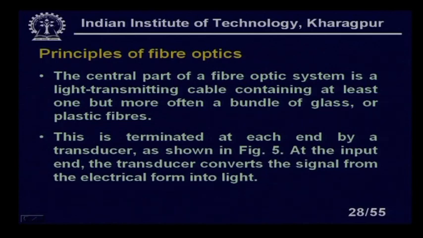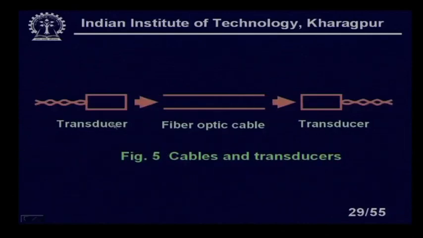This is terminated at each end by a transducer as shown in figure 5. At the input end, the transducer converts the signal from the electrical into light. You see, I have a transducer, and the electrical signal is coming from the left-hand side, and the light is getting launched through this fiber optic cable. In these fiber optic cables, light can travel in a curved path. We know from our childhood light never goes in a curved path, but you will see that using total internal reflection in the fiber optic cables, the light can travel the curved path also.